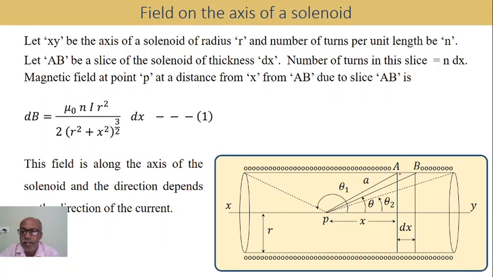On the solenoid, we consider a slice AB. A small portion of the solenoid is considered whose thickness is equal to dx. The number of turns in this slice AB will be equal to n into dx, wherein n represents the number of turns per unit length and dx gives the thickness, and therefore n into dx gives the number of turns of the solenoid slice AB.